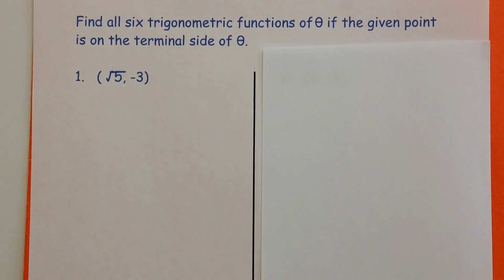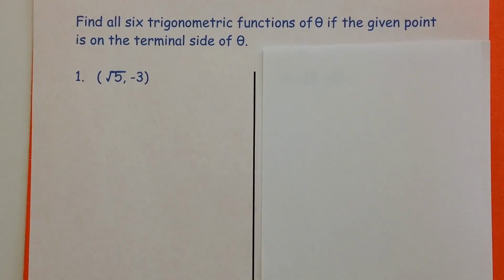Okay, so now we're going to find the 6 trig functions of an angle if we know a point on the terminal side of the angle. So we don't know the specific measurement of the angle. We're just going to know a point that's on the terminal side. What I would suggest that you do is just start by drawing a picture.